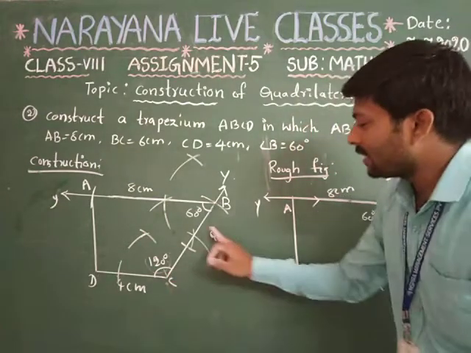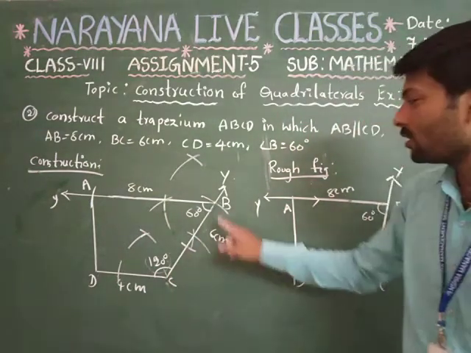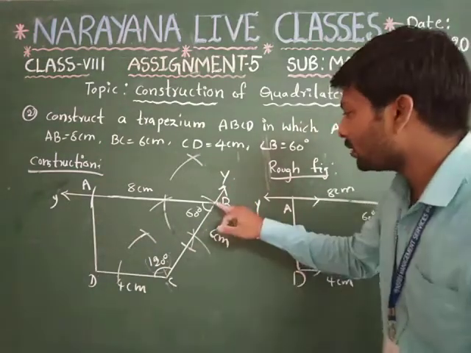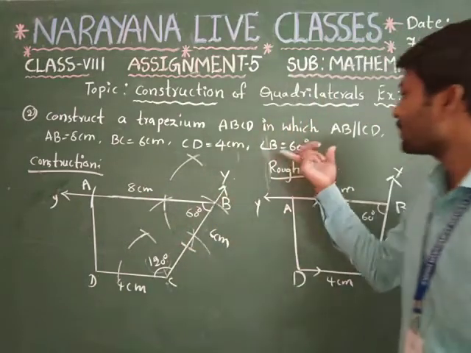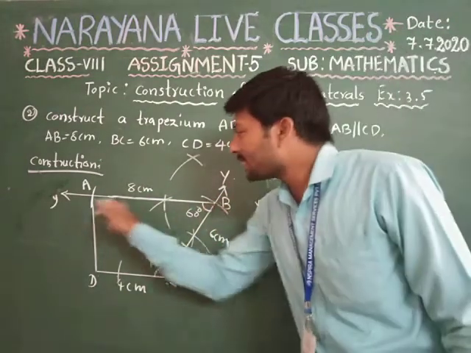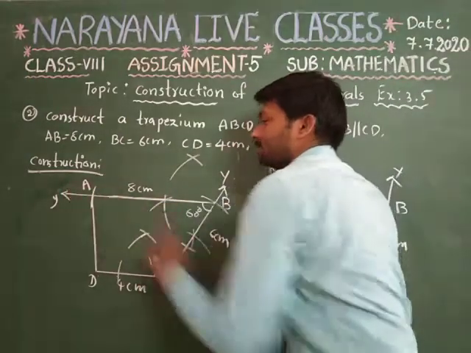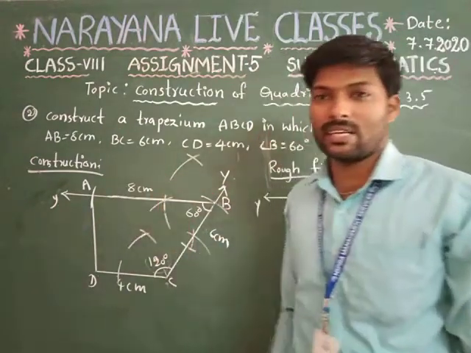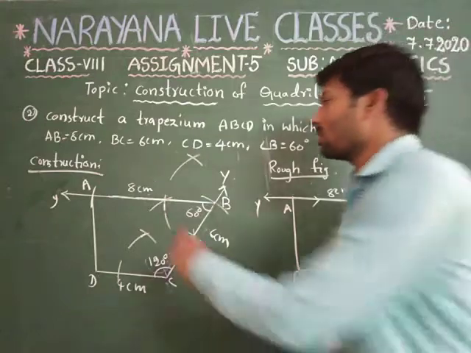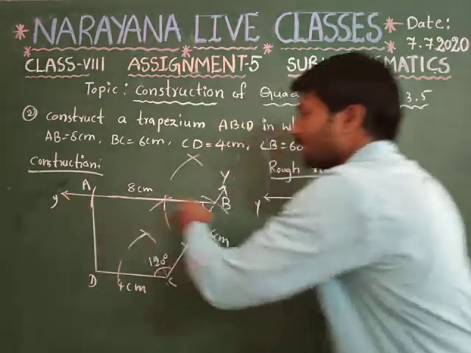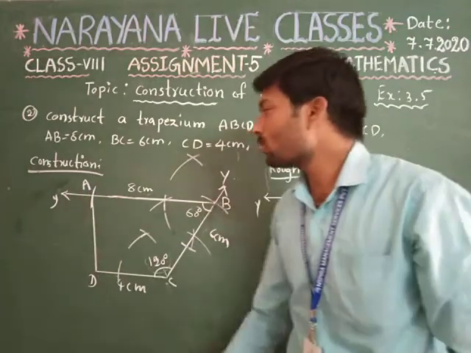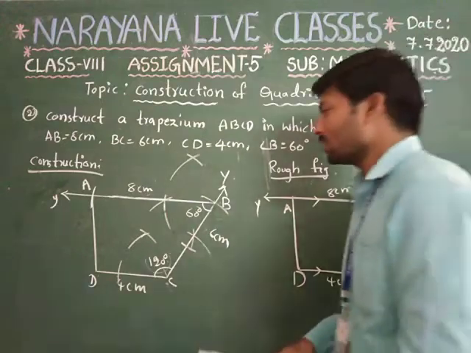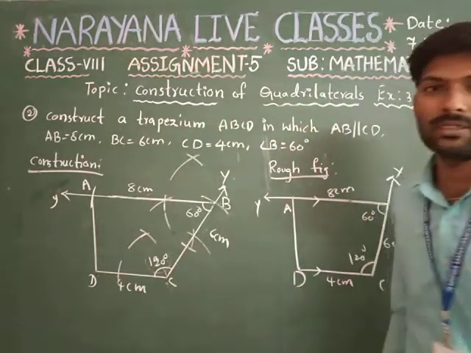Take point C as the center with radius 6 centimeters. Draw one more arc. The point of intersection of this arc as well as the ray can be taken as point B. Again at point B we have to construct the 60 degrees as per the question, and draw one ray which is BY. Again from point B as the center with radius 8 centimeters, draw one arc, and the point of intersection of this arc as well as the ray, take it as point A. Now join point A as well as D and point A as well as B. Hence we can construct a trapezium ABCD.